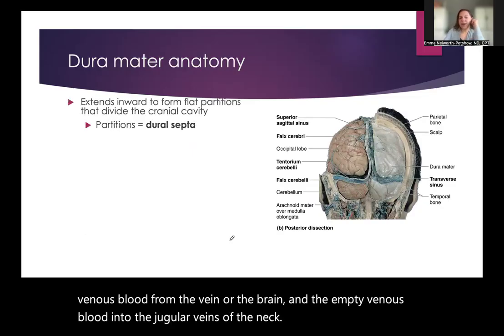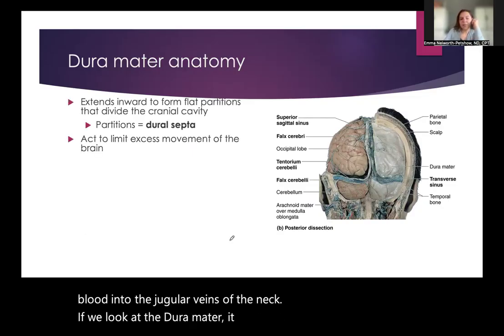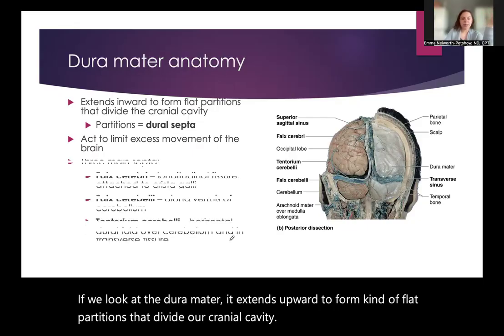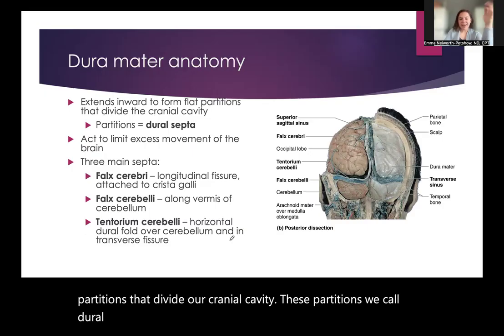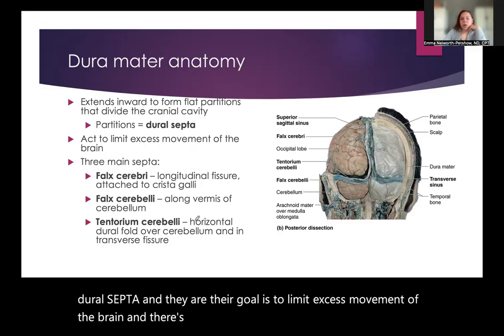If we look at the dura mater, it extends upward to form kind of flat partitions that divide our cranial cavity. These partitions we call dural septa, and their goal is to limit excess movement of the brain. And there's three main septa anatomically you would want to know.